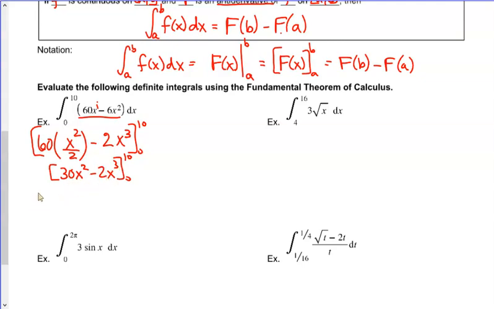And when I do that, I get 30 times 10 squared minus 2 times 10 cubed. That is just my f of b. That's evaluating when x equals 10. Minus, now I need to put my lower limit in. So 0 in here and 0 in here gives me 30 times 0 squared minus 2 times 0 cubed.